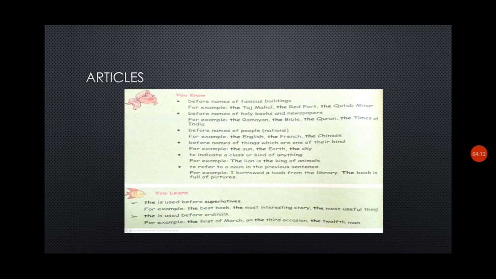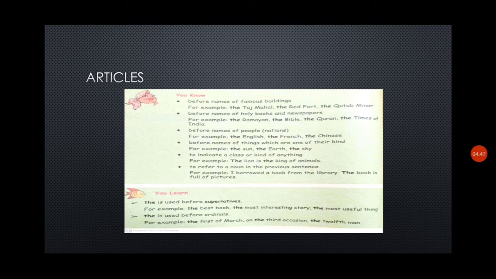Okay, so we never use articles with material nouns, and we also never use articles with abstract nouns. I hope you all remember what are abstract nouns. Yes, the nouns which you cannot see or touch, but you can feel, okay, which are not concrete, which are abstract ideas, for example, health, honesty, beauty, friendship. These are what? These are abstract nouns. So always remember that articles are not used with proper nouns, they are not used with material nouns, and they are not used with abstract nouns.